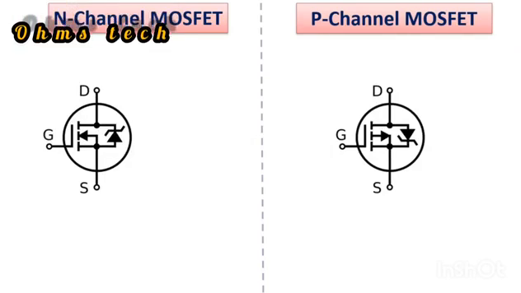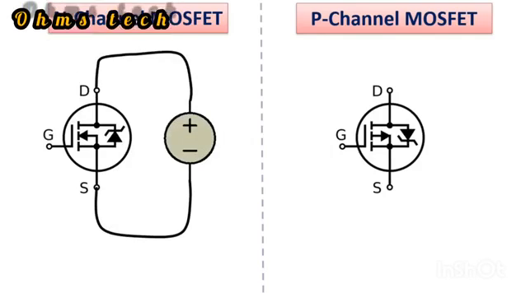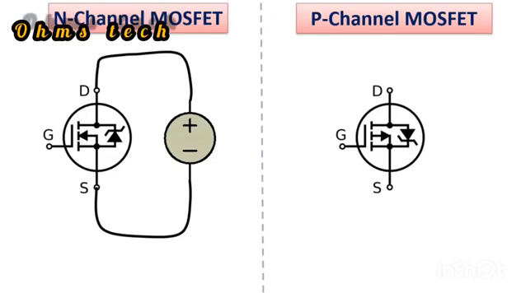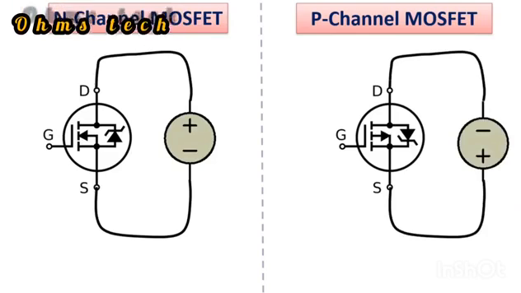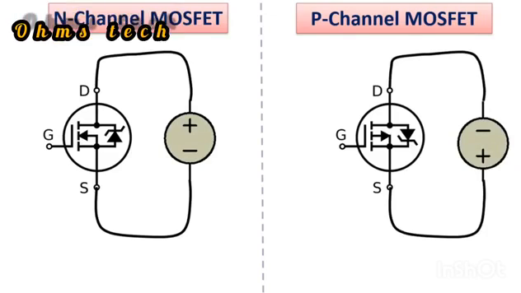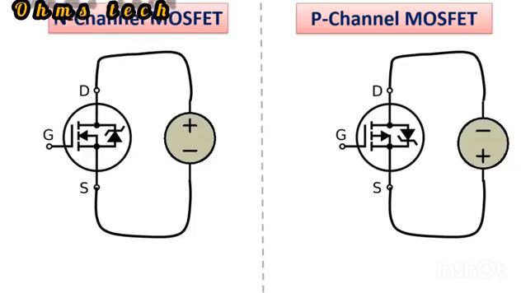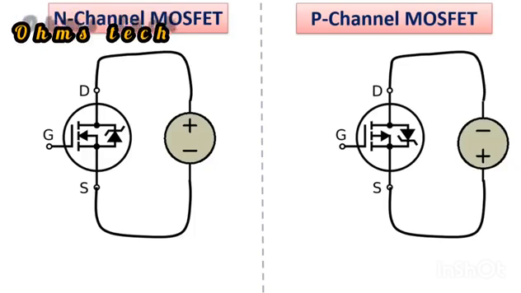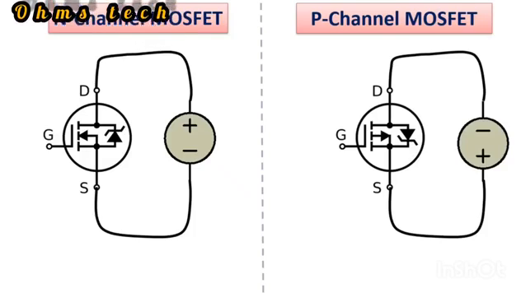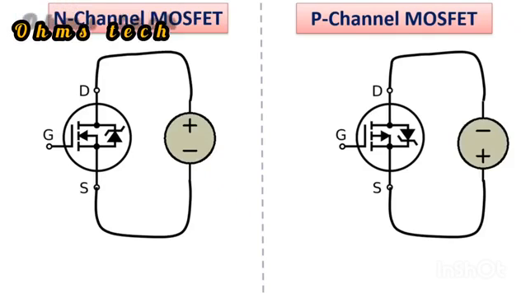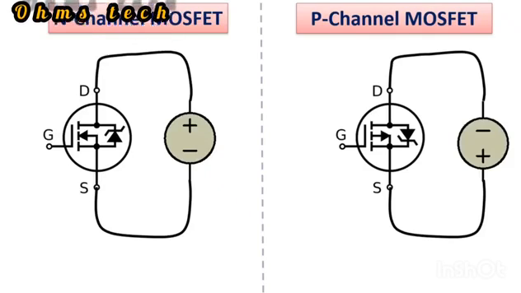The direction of the controlled current in N-channel MOSFET is from drain to source, while the direction of controlled current in P-channel MOSFET is from source to drain. In other words, while the positive or plus pole of the voltage source is connected to the drain pin of the MOSFET in N-channel MOSFET, the positive or plus pole of the voltage source is connected to the source pin of the MOSFET in P-channel MOSFET.